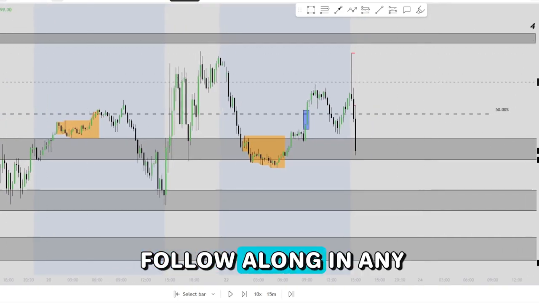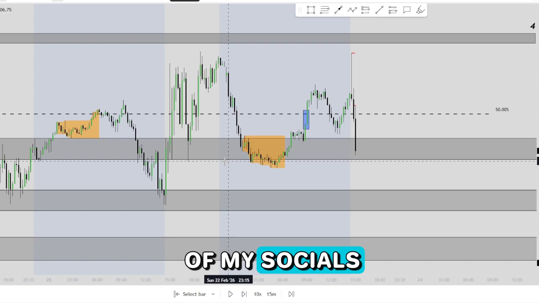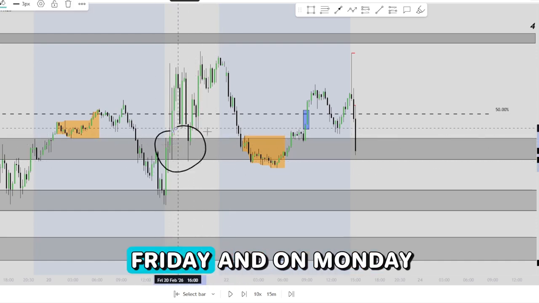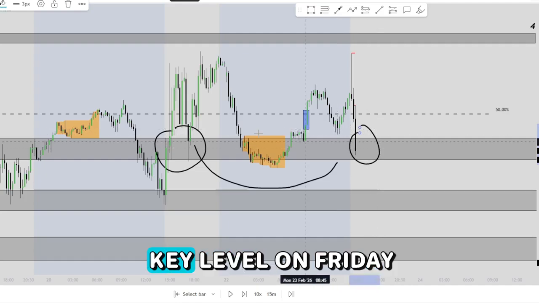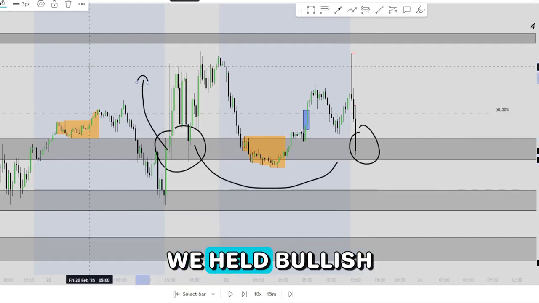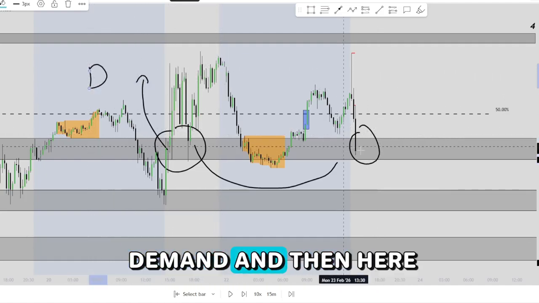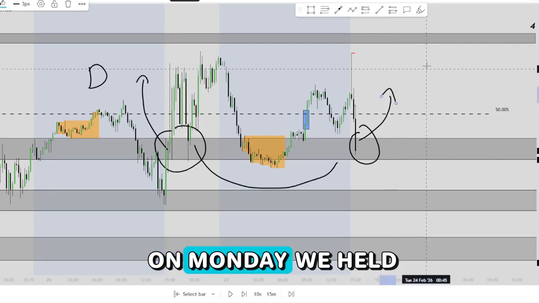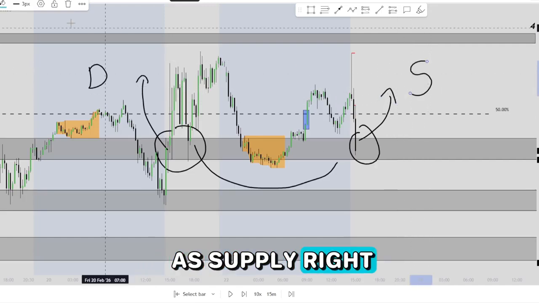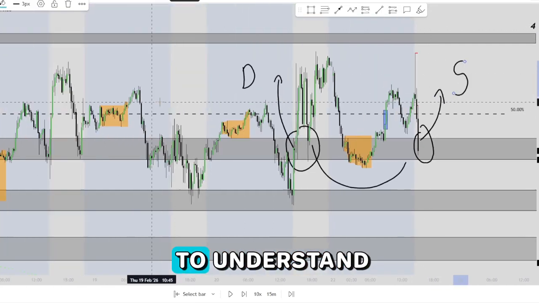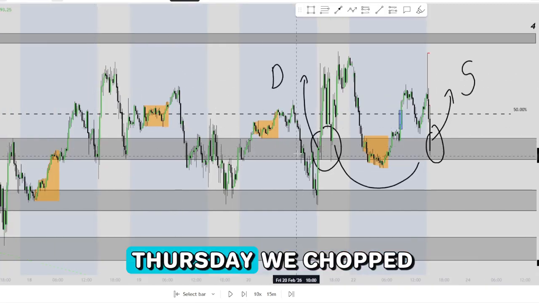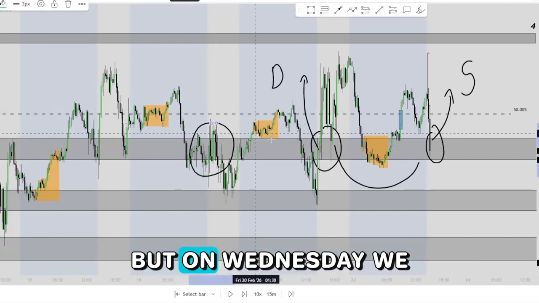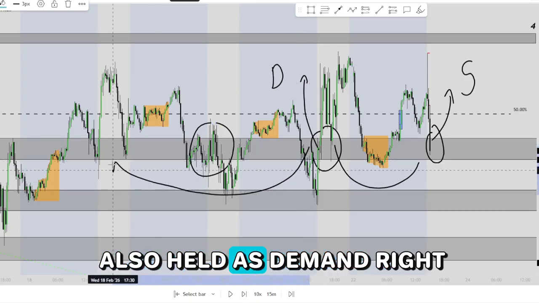So for those who follow along in any of my socials, you'll know that I took a trade on Friday, and on Monday we tapped into this level, right? So this is a key level. On Friday we held bullish, so we held as demand, and then here on Monday we held as supply, right? That's the first thing to understand.